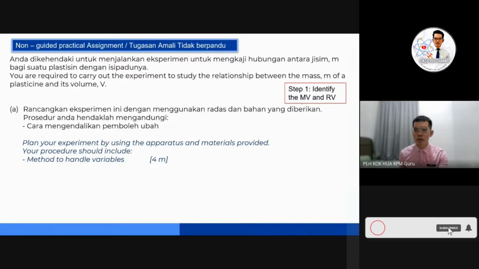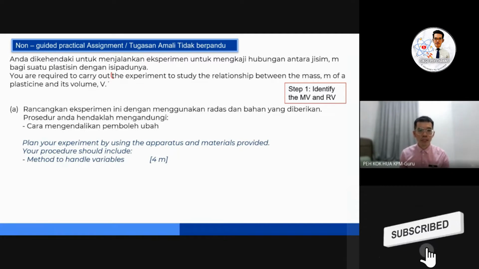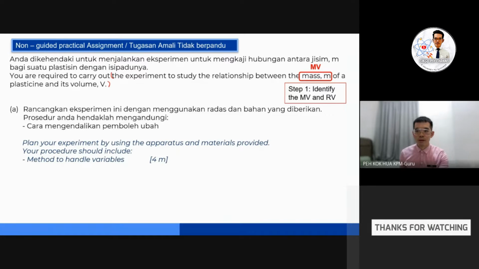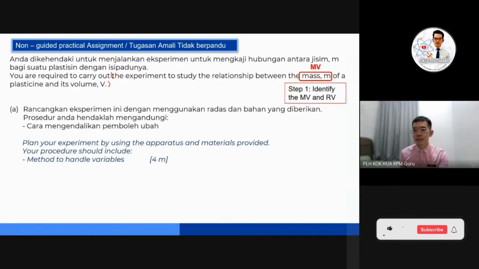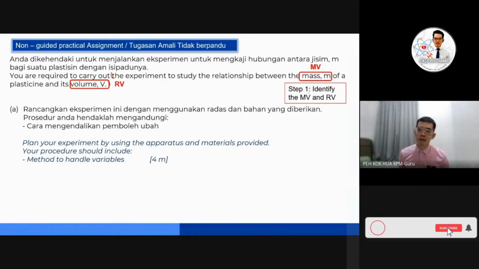So the first step, you have to identify the manipulated variable and the responding variable in the question. From here, you can see the sentence here is actually the aim for the experiment. So the mass you are going to change in the question will be represented as the manipulated variable, and the volume will be the responding variable here. So this is the first step you are going to do for question A.